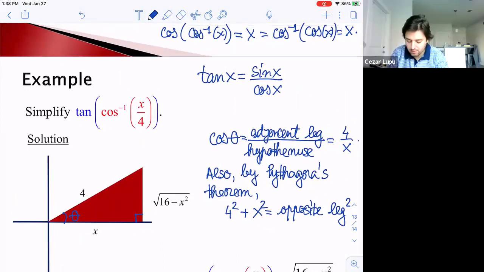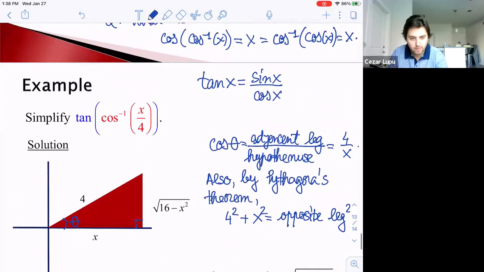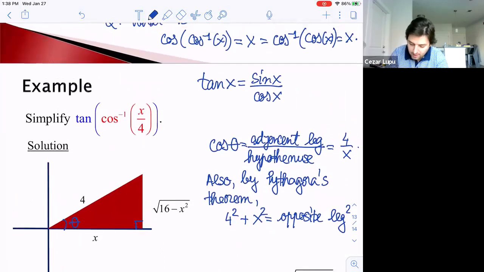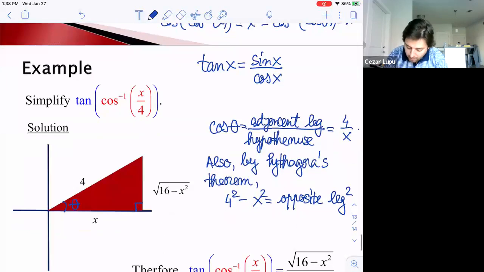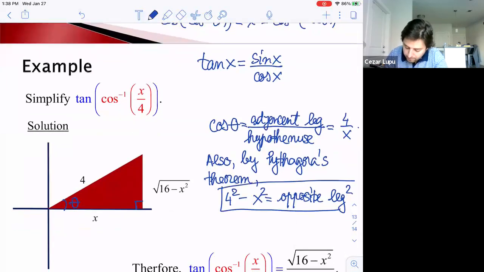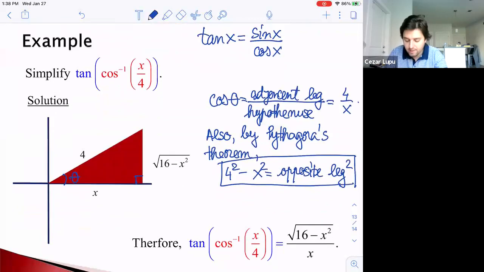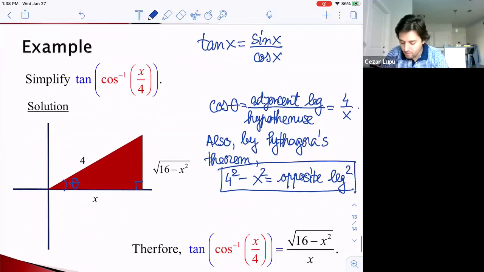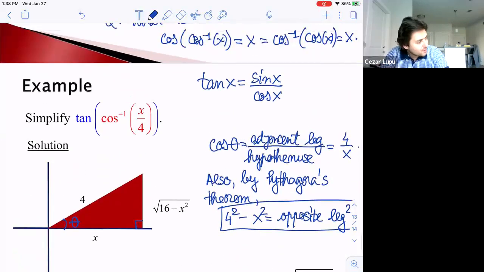Wait. I wrote it a little bit wrong here. Look, what is here is negative. So it's 4 squared minus x squared, not plus, because it's the hypotenuse, right? That's the Pythagoras. It was a mistake. Remember, the sum of the squares of the legs will give you the square of the hypotenuse.